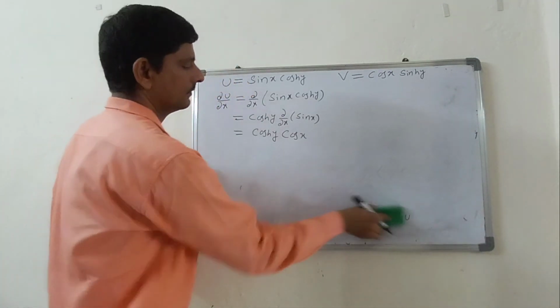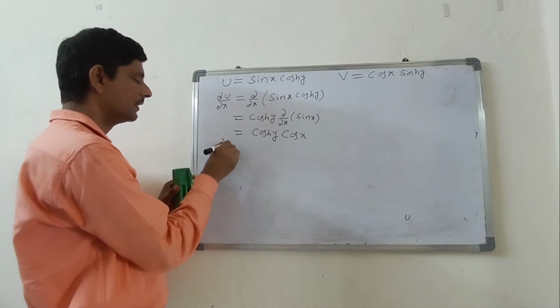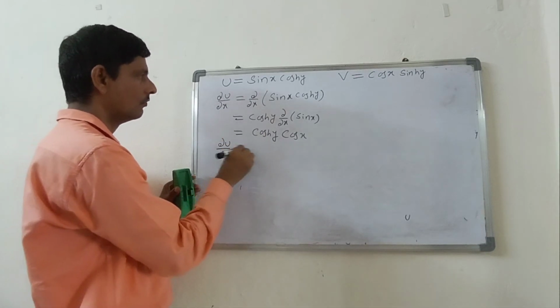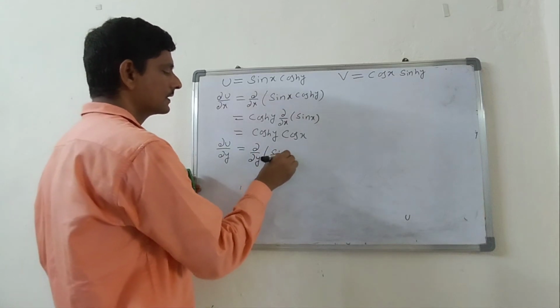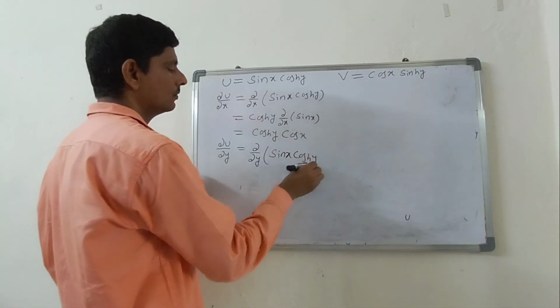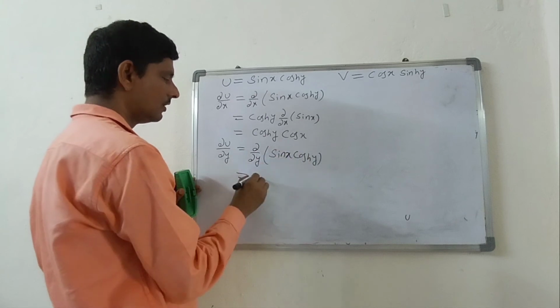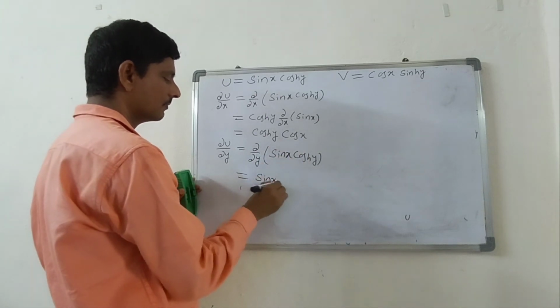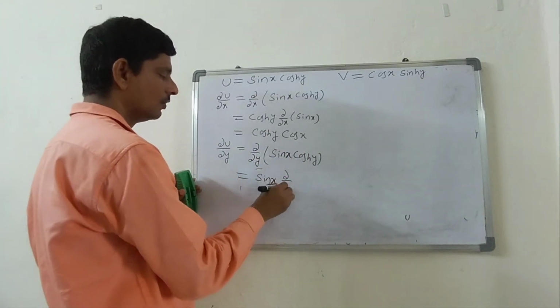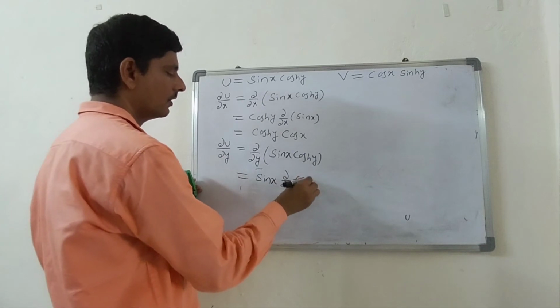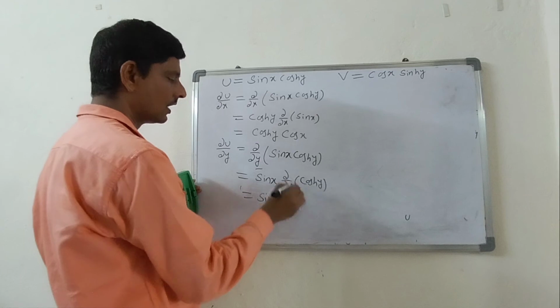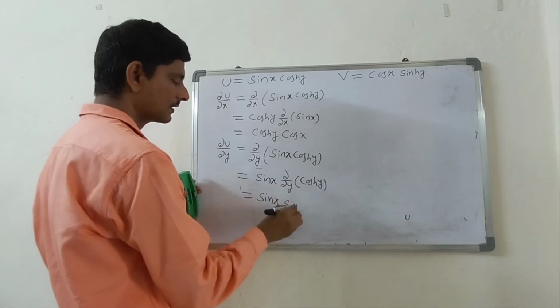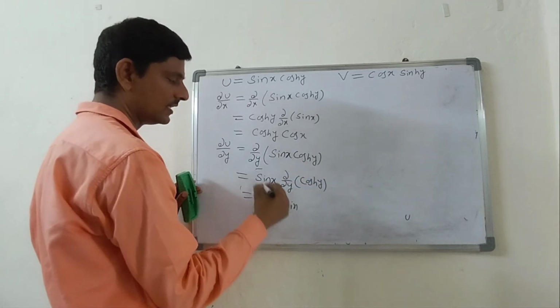So dou u by dou y, dou by dou y of sin x into cos hy. Taking out that sin x, because we are doing with respect to y, dou by dou y of cos hy. So sin x into cos hy differentiation is sin hy.